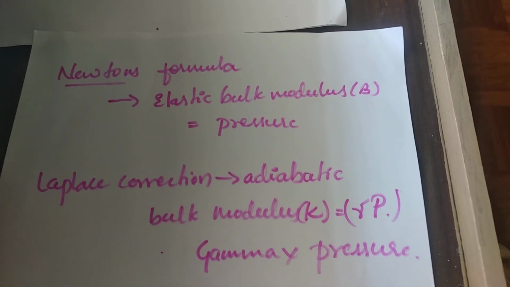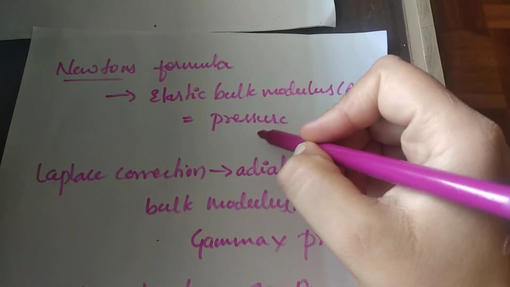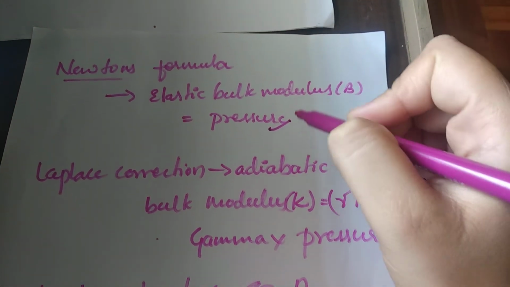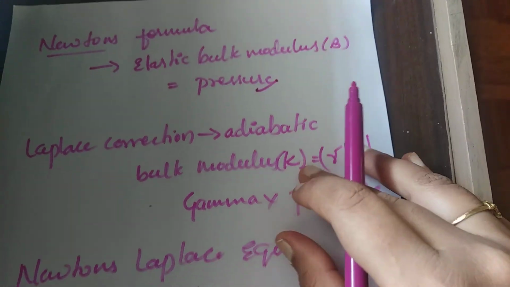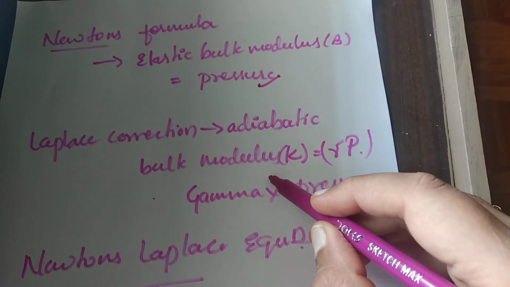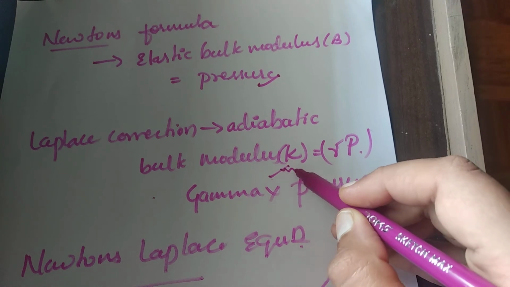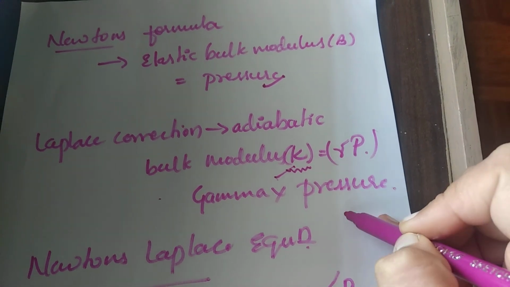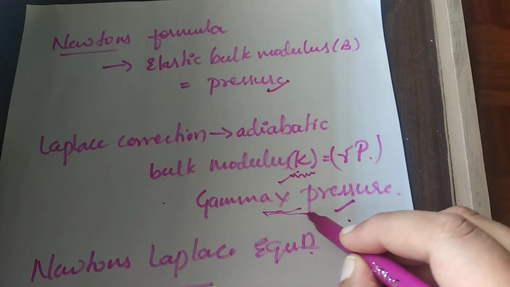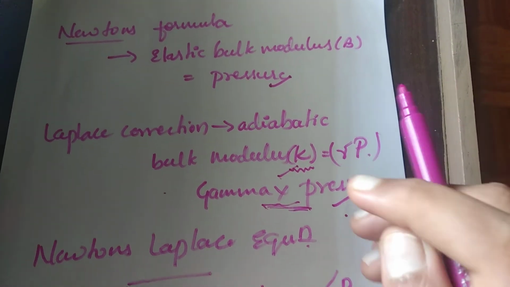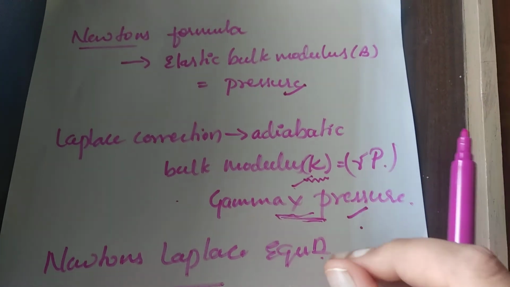By Newton's formula, the elastic bulk modulus B is equal to the pressure P. But in the Laplace correction, the adiabatic bulk modulus K is equal to gamma times pressure. This is the correction made by Laplace in the speed of sound.